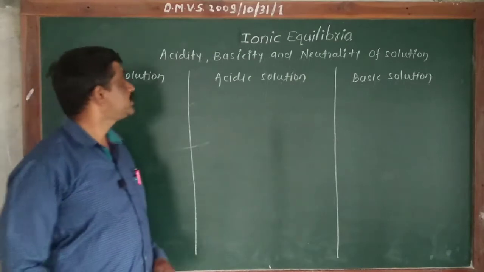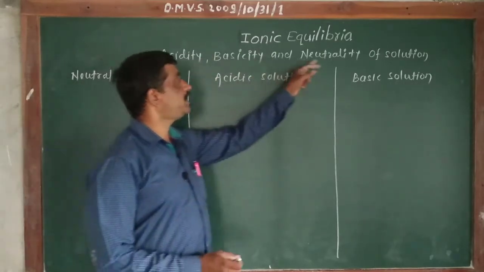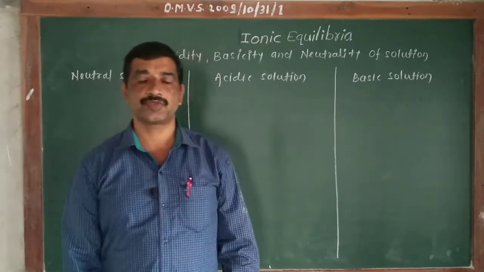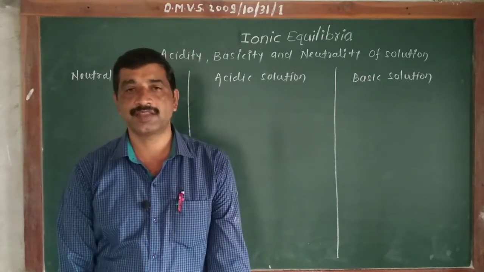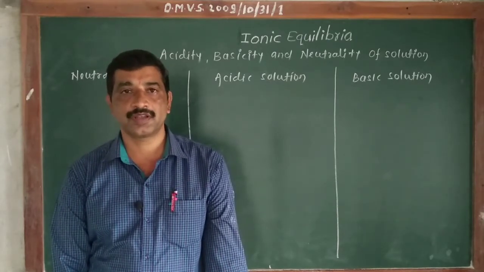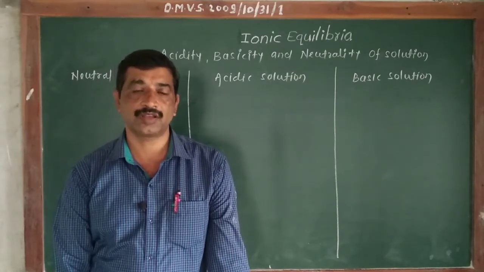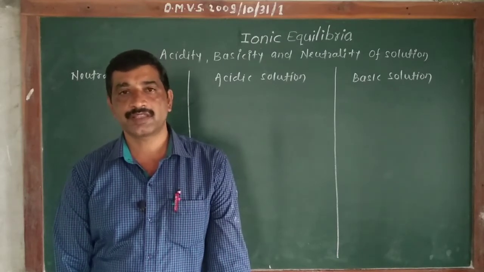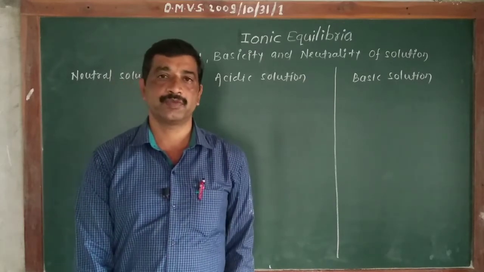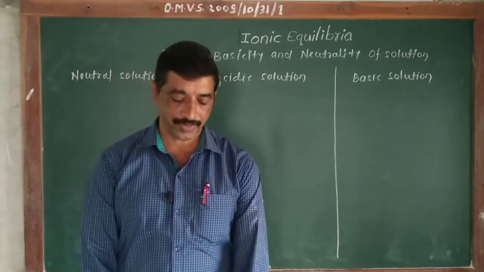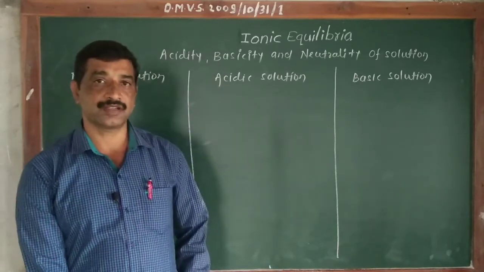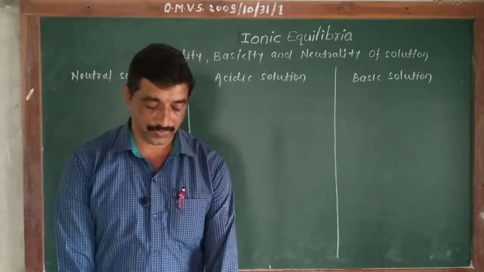So our next point is acidity, basicity and neutrality of solution. On the basis of the pH of a solution, we can identify by checking the pH of a particular solution whether the solution is neutral, acidic, or basic. So acidity, basicity and neutrality of solution is explained with the help of the pH of that particular solution. How it is determined, how it is considered, we are going to study in this point.